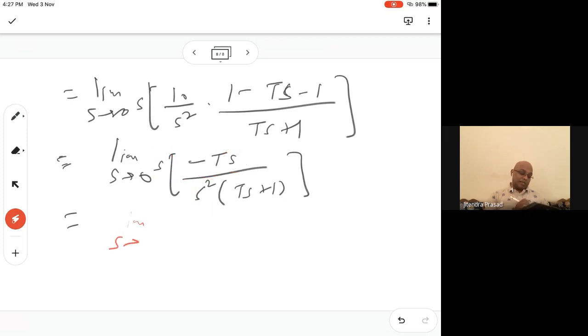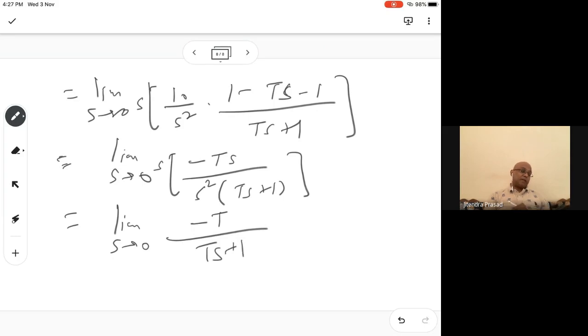So limit s tend to 0, and becomes minus t over ts plus 1, simply. Yeah, because we have s here, s square cancels out, so minus t, right? So now this is nothing but, if we put s equal to 0 here, so you get minus t, so it's equal to minus t. Okay? So error is minus t meaning that output is less than the input. Yeah, so that's what it is. So this is the answer.